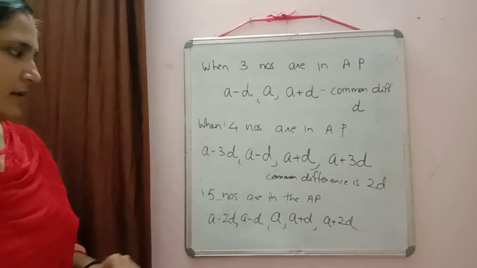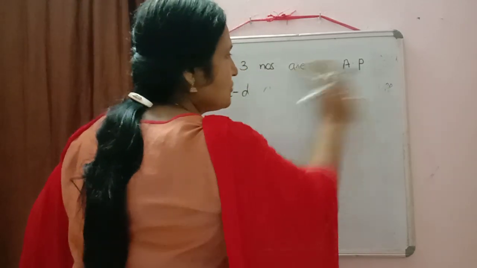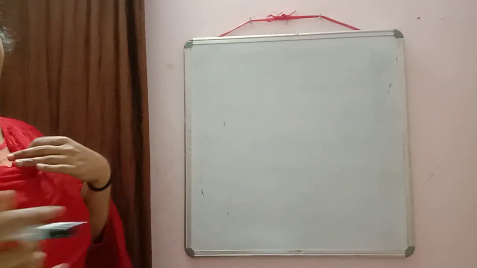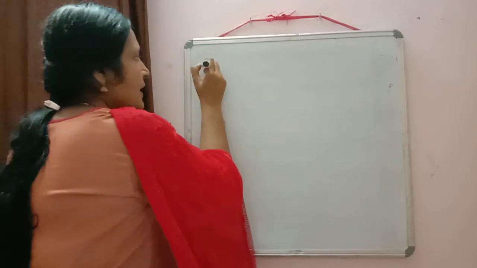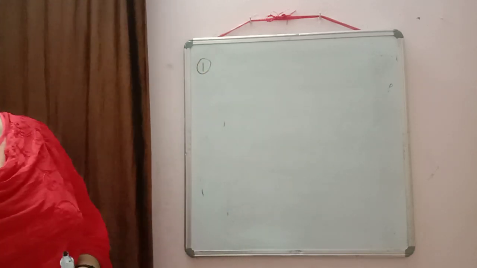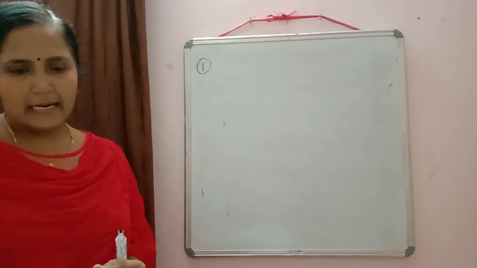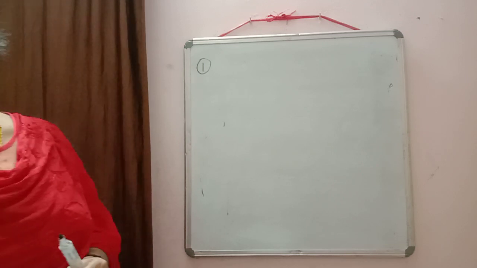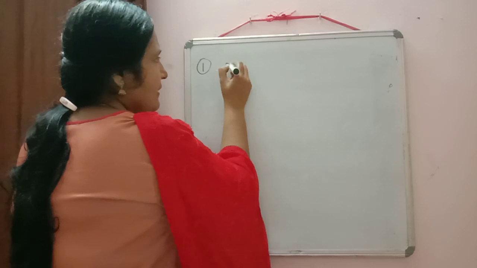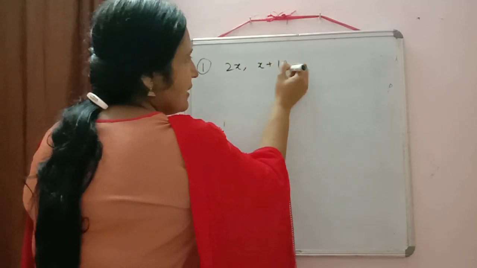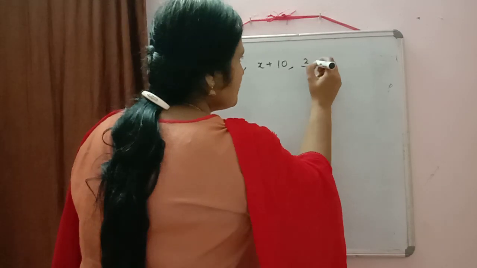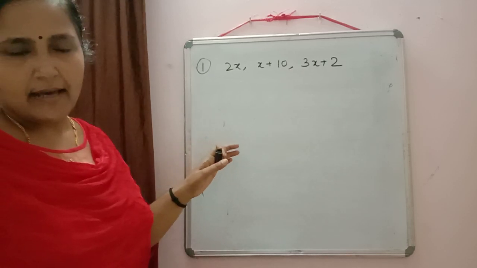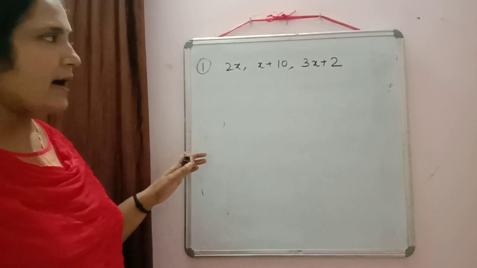Written? Okay. Now we will solve the question based on these two concepts. First concept we studied is, if 3 numbers A, B, C are in AP, then 2B is equal to A plus C. And then how to take out the numbers when they are in AP. So all of you write down the first question. Find X if 2X, X plus 10, 3X plus 2 are in AP.